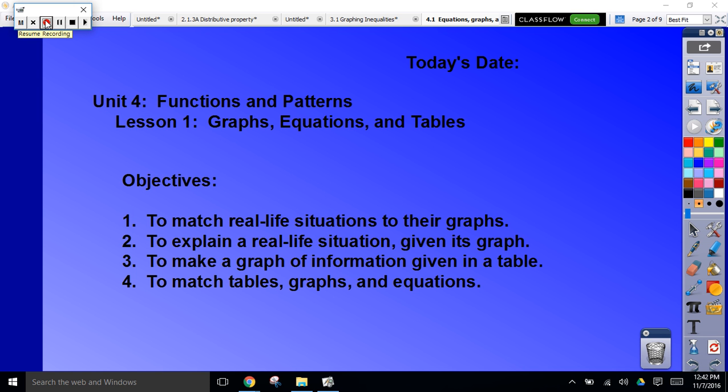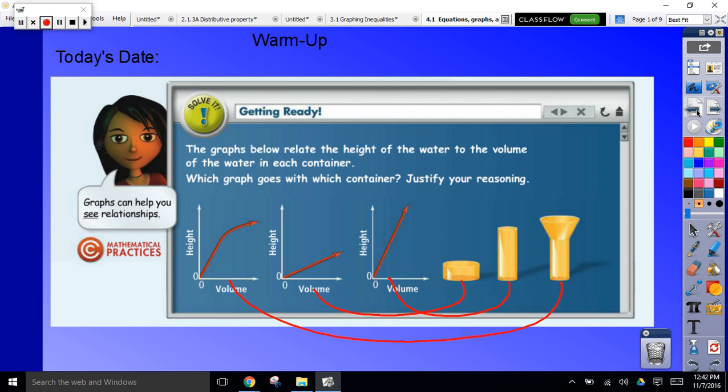Okay, so today is the 7th. We already looked in our warm-up a little bit at matching some real-life situations to graphs, so that was kind of covered in the warm-up, which, if you were not here for the lesson, it looked like this. This is from your textbook. It's the first one at the beginning of Unit 4.